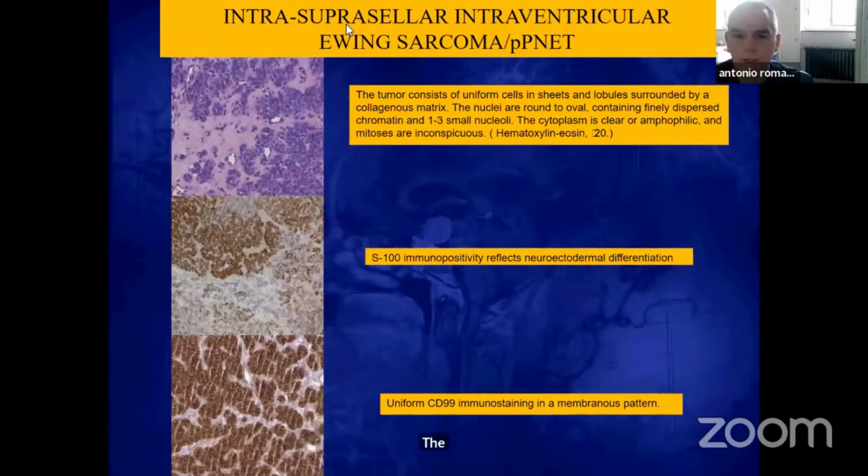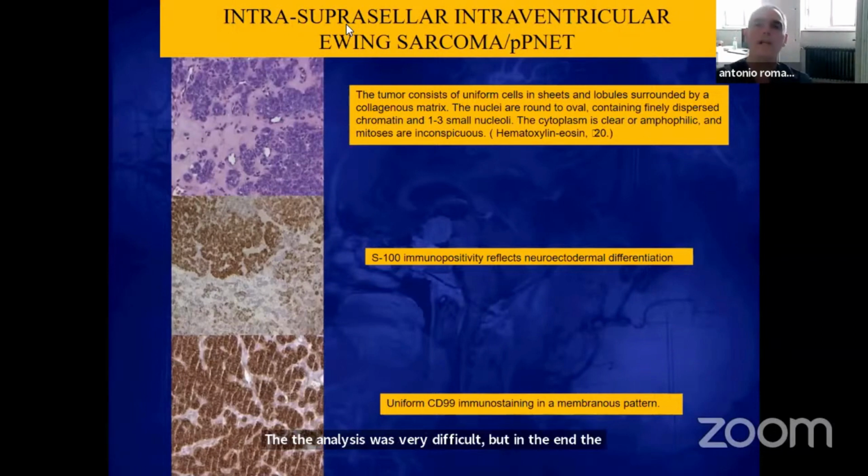The diagnosis was very difficult, but at the end, the pathologist concluded that it was a Ewing sarcoma, also called peripheral PNET. This lesion constitutes a group of tumors originating from embryonal cells of the neural crest with very aggressive behavior and a tendency for rapid metastasis. They are predominantly located in the pelvis, in the long bones, in the ribs. The intracranial compartment is very rare, very rare.